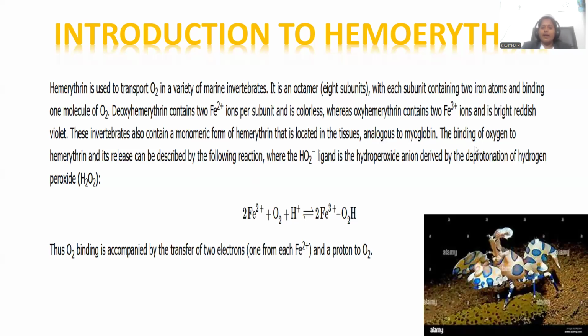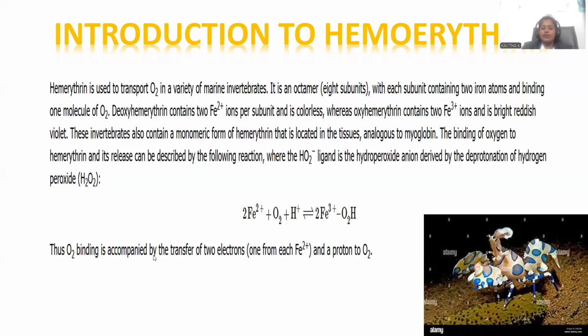The binding of oxygen to hemerythrin and its release can be described by the following reaction. How the chemical equation is represented for the oxygenation of hemerythrin: each hemerythrin contains two ferrous ions. That's the reason why two ferrous are indicated. And oxygen will be added under acidified conditions so that ferrous is transformed into ferric, being an oxidation process. And another is the peroxy linkage. This is the way the peroxy linkage originates.